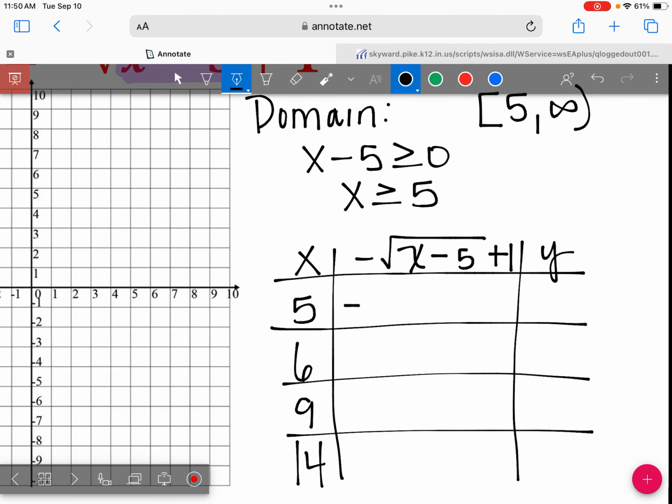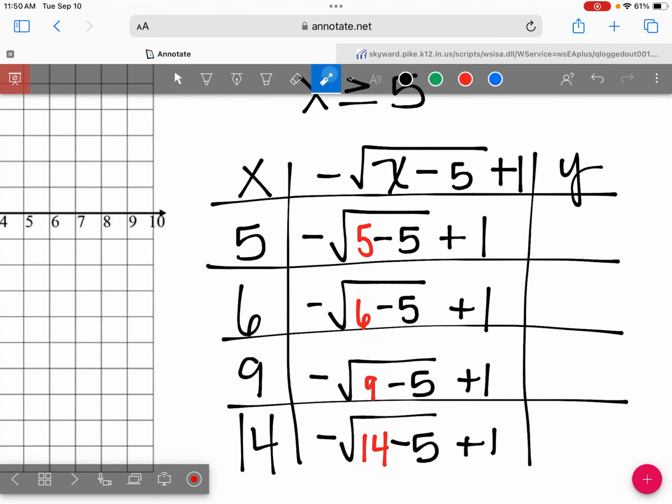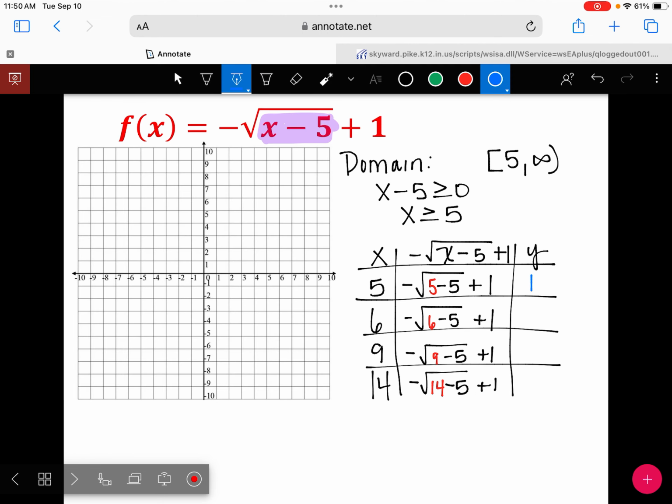Now let's go ahead and type that in our calculators. So you're going to have a negative, and I shouldn't have said type that in your calculator because you really don't need a calculator for this. That's a habit that I say, but you shouldn't need one. So when I put my first one, 5, 6, 9, and 14, I know that this is going to give me 0. What's the square root of 0? 0. And there is no such thing as a negative 0. 0 plus 1 is 1. So that's my vertex. I'm going to start off at 5, 1.